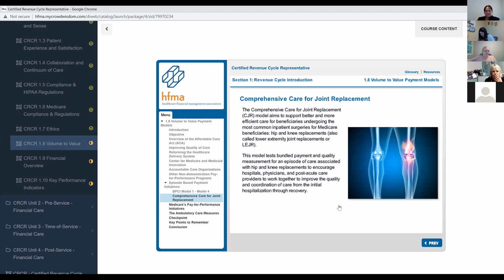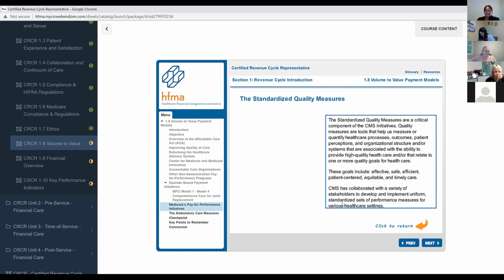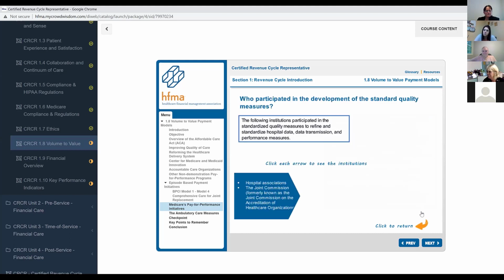So when they developed these standards, these quality measures, they brought into the fold many different organizations. And here's the list of them. You have hospital associations, the Joint Commission, Agency for Healthcare, consumer groups, major payers, healthcare purchasers, healthcare professionals, National Quality Forum.